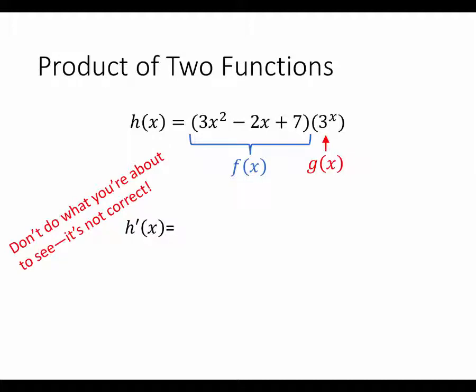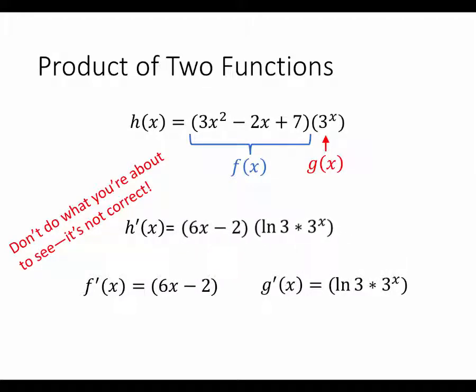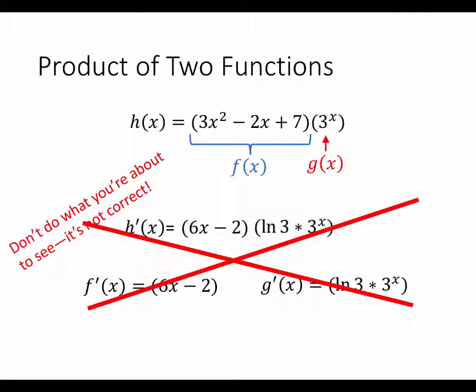You'd first think that, well, the derivative of f of x is 6x minus 2, and the derivative of g of x is the natural log of 3 times 3 to the x, and then your instinct would be to multiply those to get your h prime of x. But unfortunately, your instinct would be wrong here.